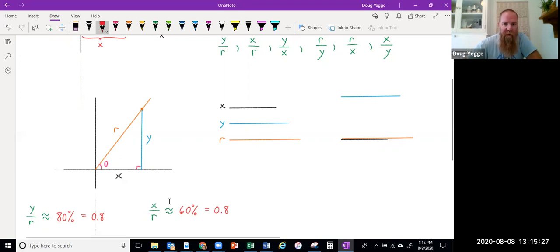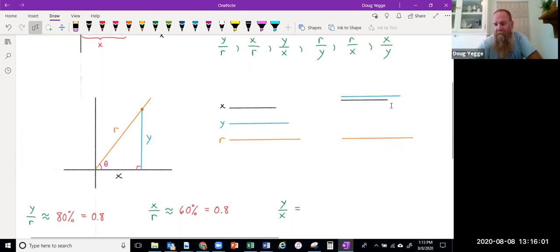And the next one we have is y over x. So if we want to compare y to x and say how big is y compared to x? Now this one's a little trickier because notice y is larger than x. So how big is y compared to x, it's definitely more than 100%. Y compared to x will definitely be bigger than 1 because y is bigger than x.